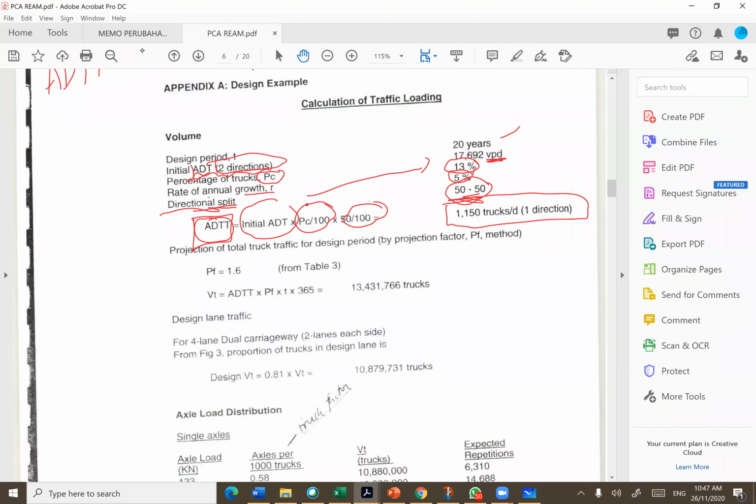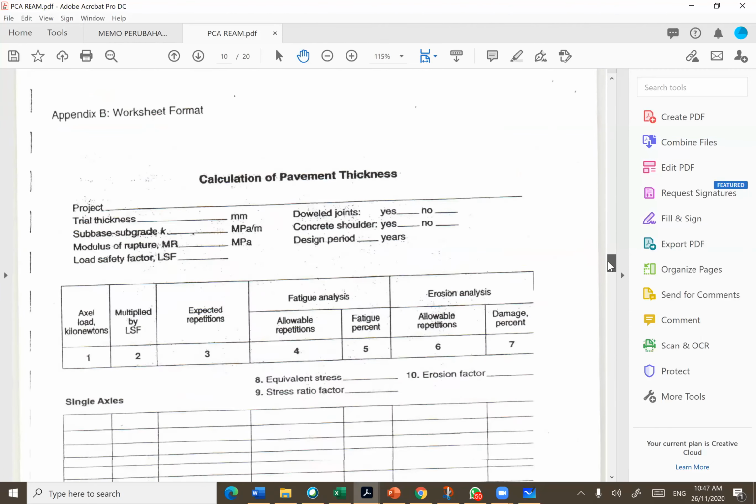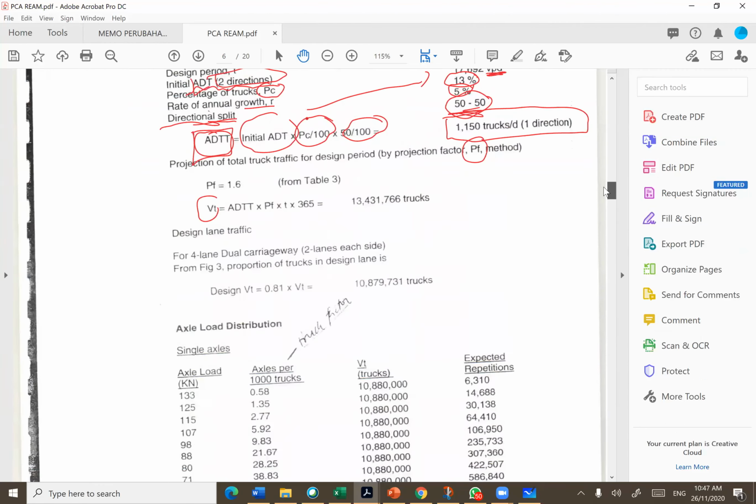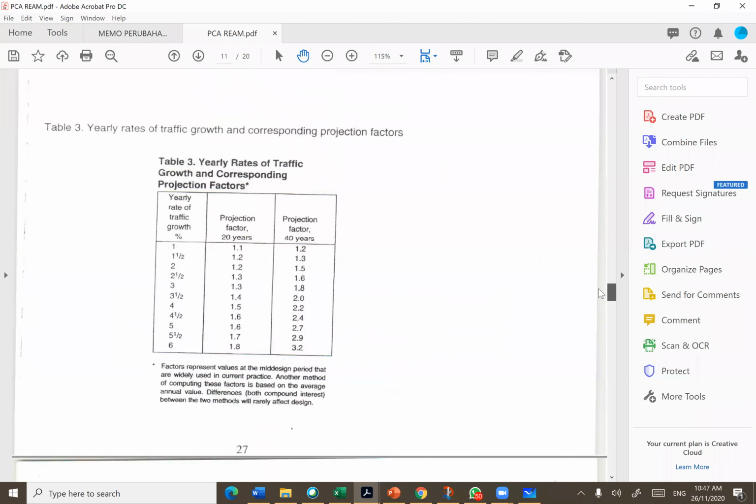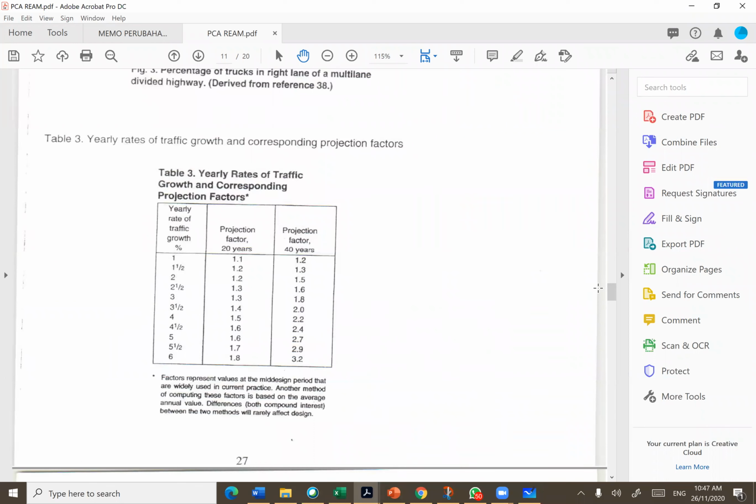Then they project. They wanted to find the number of trucks for the next design period. So they multiplied with the projection factor. Projection factor 1.6. Where is this figure from? Table 3. If you refer to Table 3, yes, projection factor. It's in the guideline, page 27.